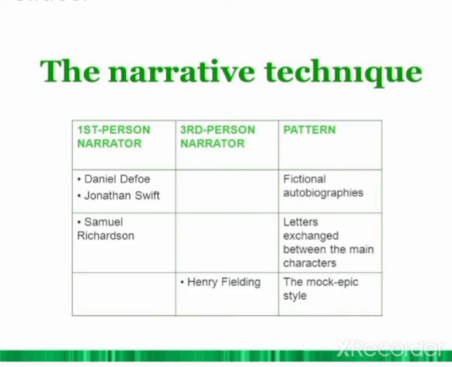The narrative techniques of this time also differed. We have fictional autobiographies from Jonathan Swift and Daniel Defoe, where they resorted to first person narration. But when we come to Samuel Richardson, he used to write epistolary novels. The style used letters to take the story forward. For example, the characters used to exchange letters, and that is how the plot is revealed to the readers. So such novels are called epistolary novels.